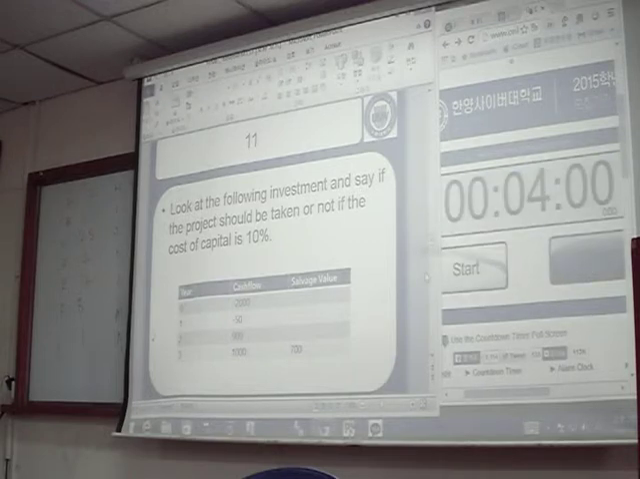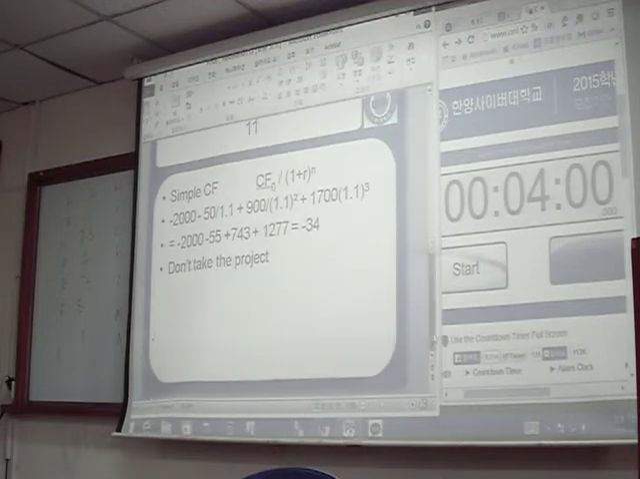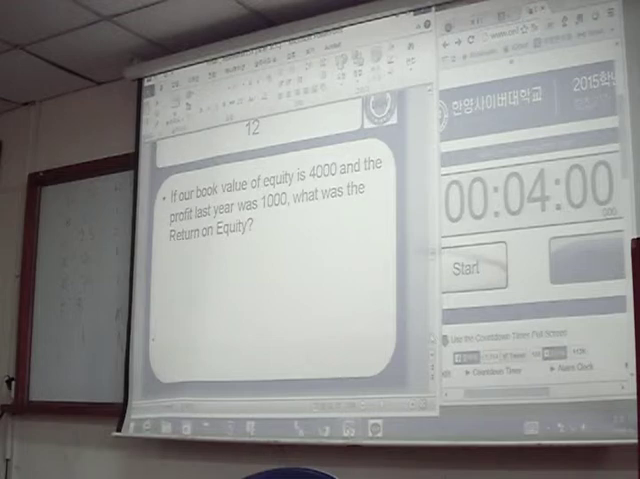Two more questions in this round. If you're not finished with this question, one person can continue to work on it. The other people can move on. Question 12. If our book value of equity is 4,000 and our profit last year was 1,000, what is our return on equity?